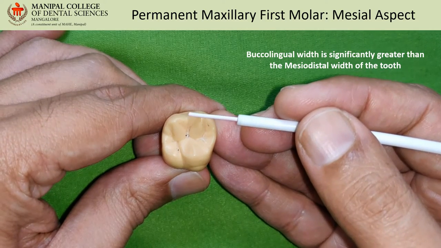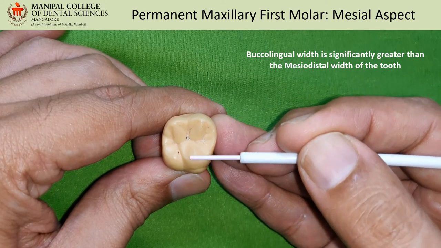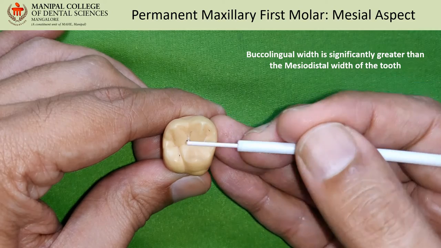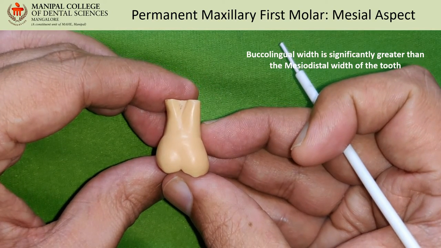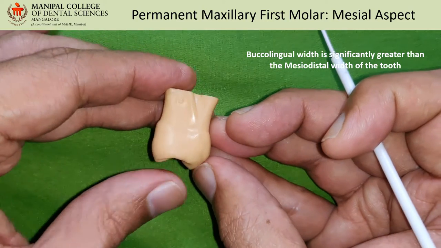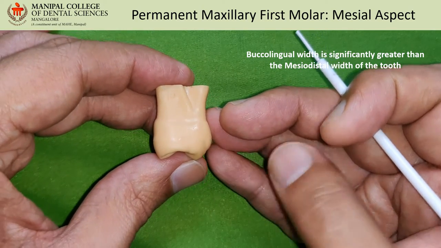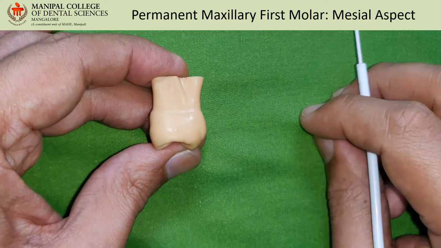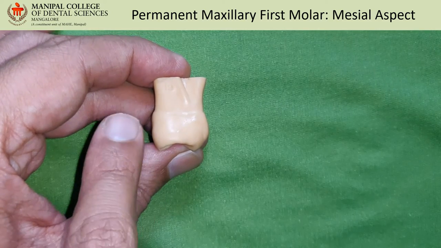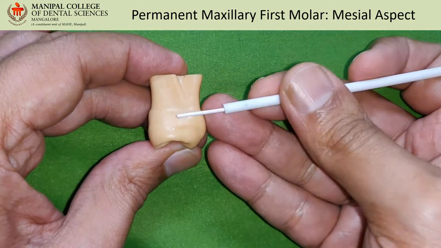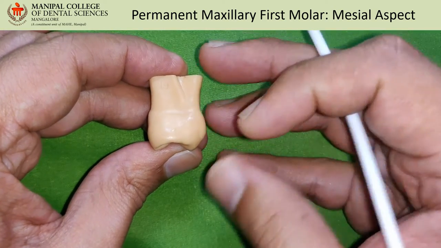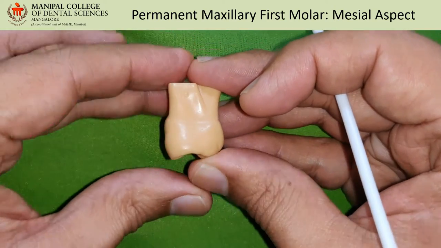From the occlusal aspect, you can make out that the tooth is buccolingually wider than the mesiodistal dimension, which you can appreciate by comparing the buccal and the mesial aspect respectively. There are three aspects that you should understand: the buccal outline, the lingual outline, and the mesial surface itself. Let's look at the buccal outline first.